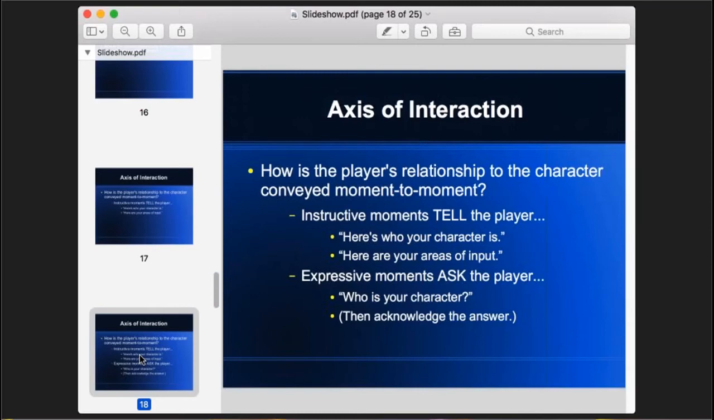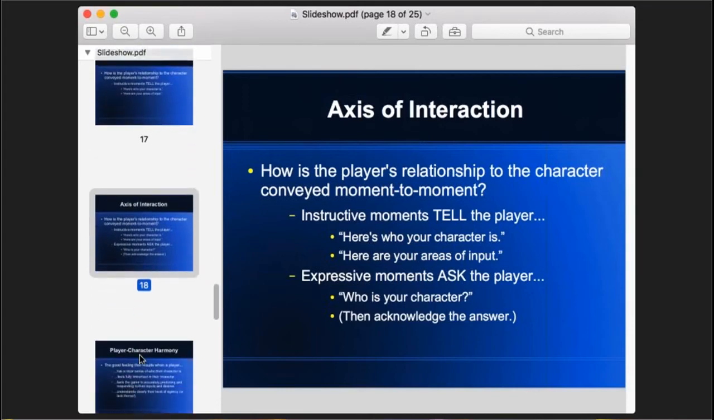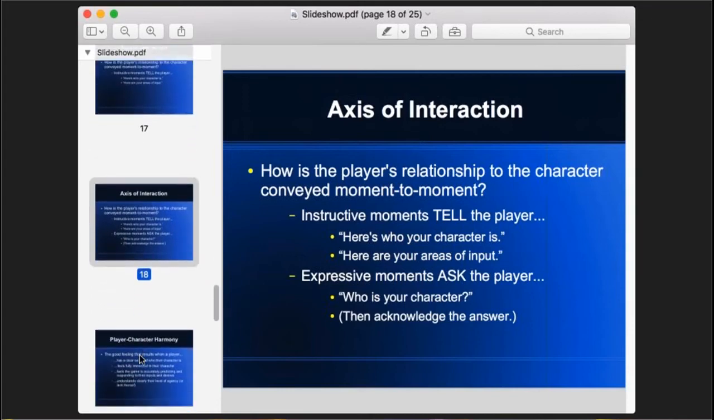Expressive moments are asking the player who they are, who they want to be, how they want to express themselves within the game world, and then acknowledging the thing they say and reflecting it back to them in a way that either is meaningful or at least feels meaningful.